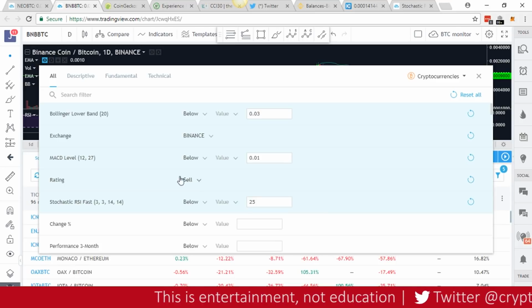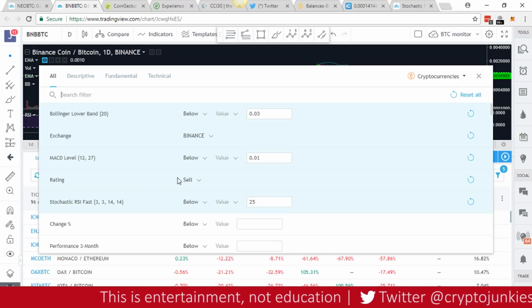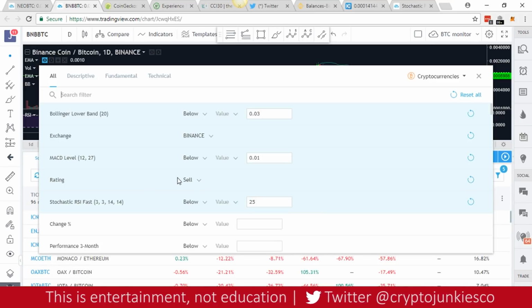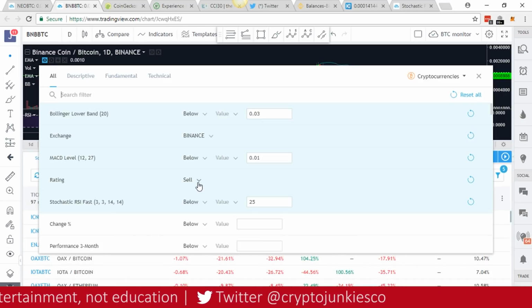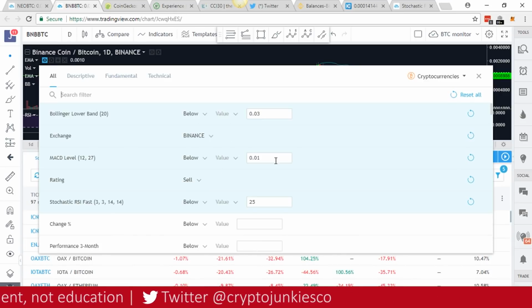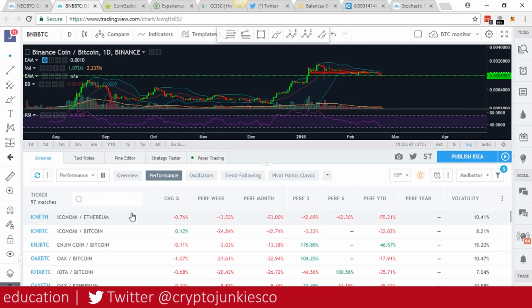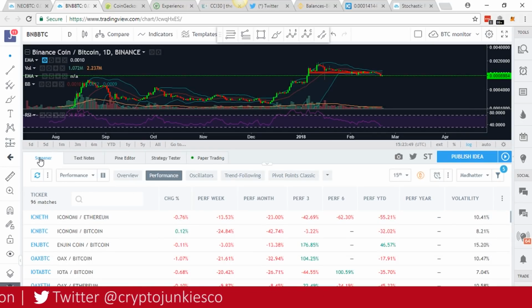Rating of sell. This rating goes with, remember, the new technical section that I showed you. I also showed this off in the last video on the Crypto J channel, showing off the Screener itself. Okay, so here's all the settings. Great, you like it. Let me show you how we get those, okay?